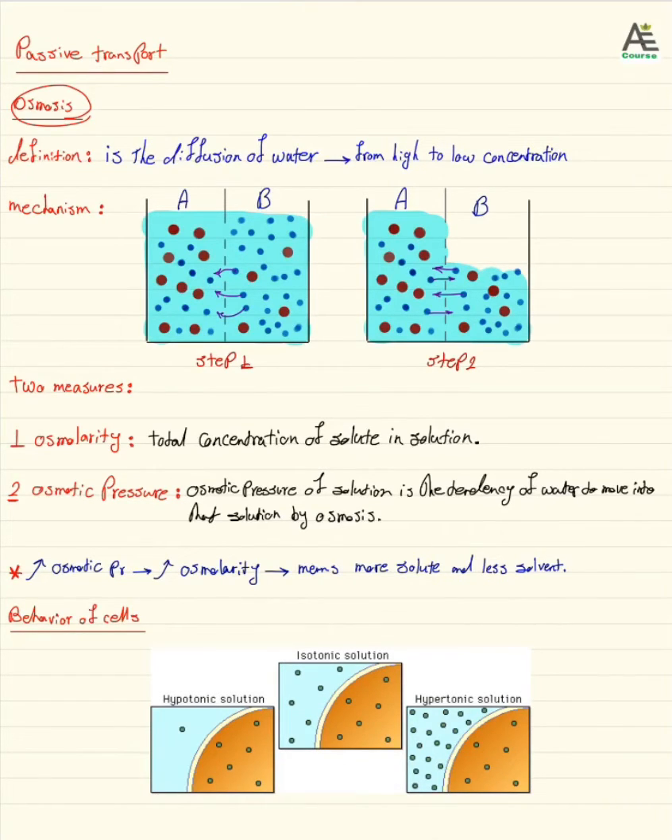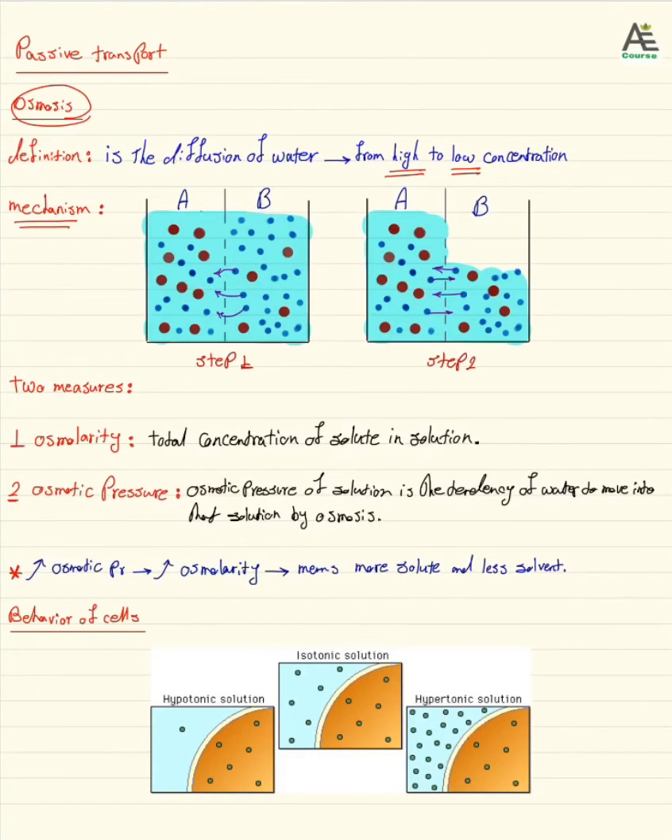What's the meaning of osmosis? The definition of osmosis is this. Osmosis is diffusion of water from high concentration to low concentration. So from the region that you have a large amount of water to the region that you have less amount of water. And it's like this. Okay, and now let's see how it occurs, the mechanism of osmosis.